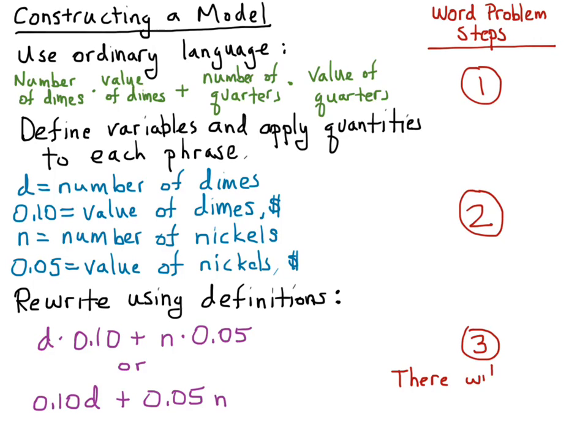Okay, so those 3 steps, and there are 2 more. The 2 are easy. The next one is solve your equations, and then the last one is answer the question. Am I looking for D, or am I looking for N, or am I looking for the total number of coins? Rereading the question and then answering it in natural language really helps you translate back from all your symbols into something that has some meaning.